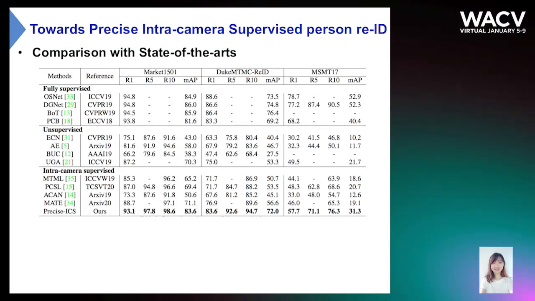Finally, we compare with the state-of-the-arts, including fully supervised, unsupervised, and intra-camera supervised methods. From the comparison, we can see that our method outperforms the existing intra-camera methods by a clear margin, showing that our method is effective and promising.